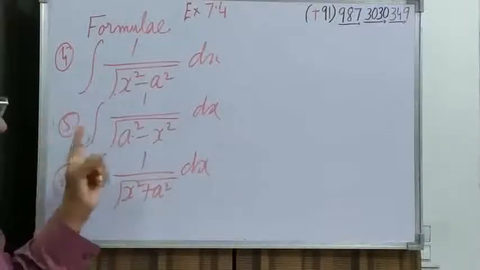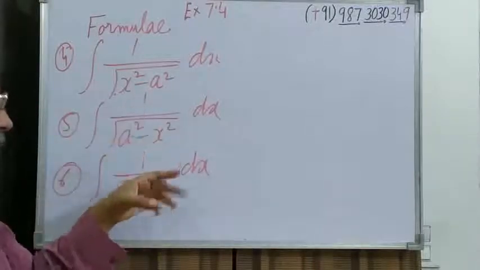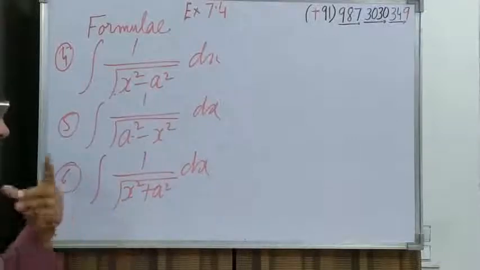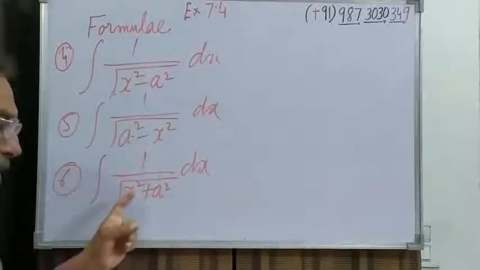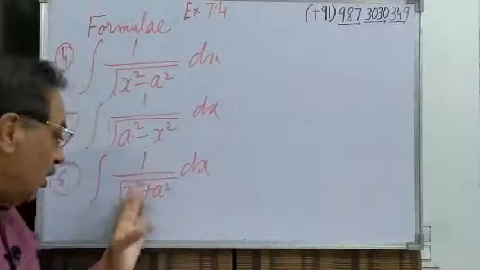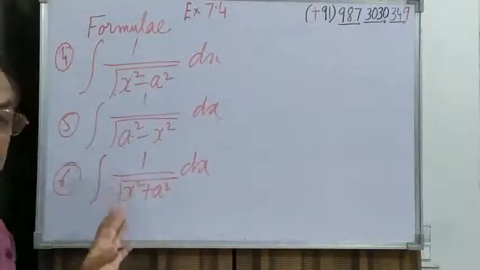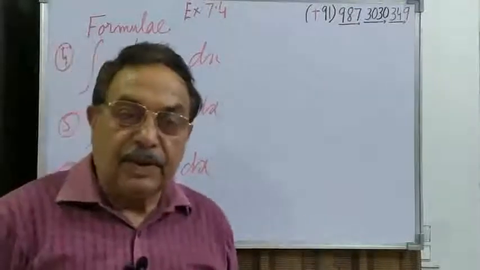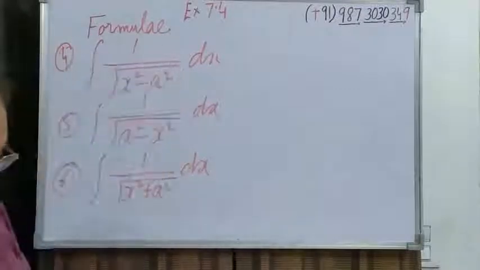And the second was 1 upon the square root of a square minus x square. And the third one was 1 upon the square root of x square plus a square. Now what are the answers for those?